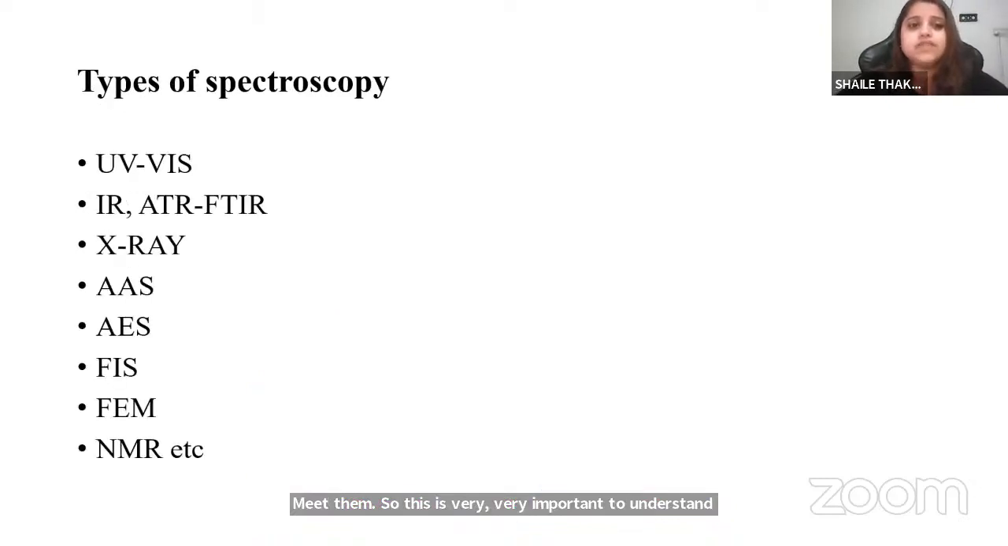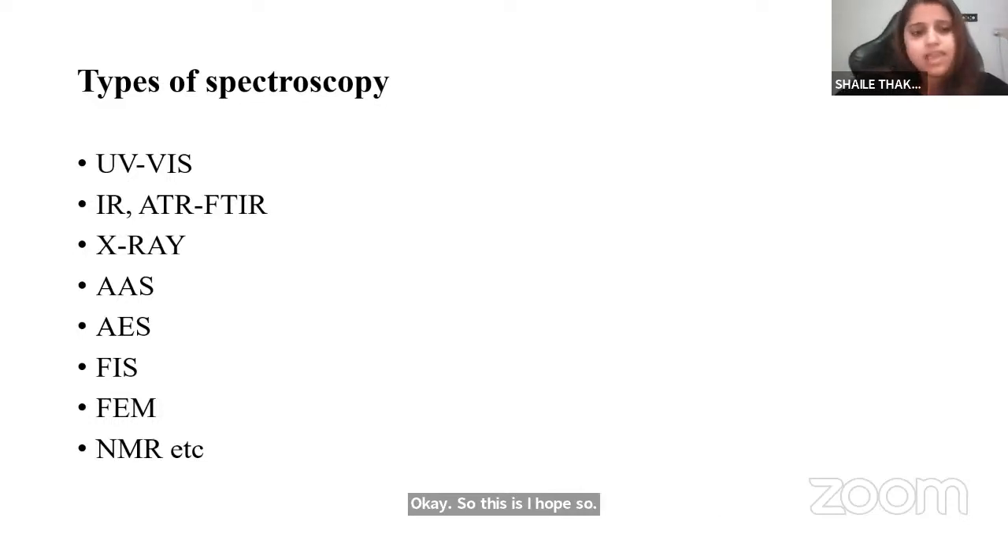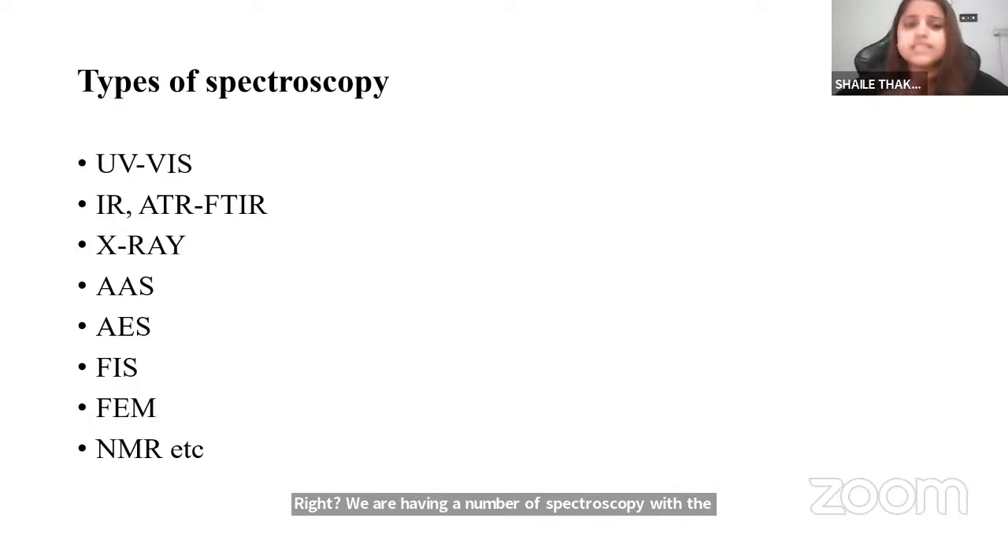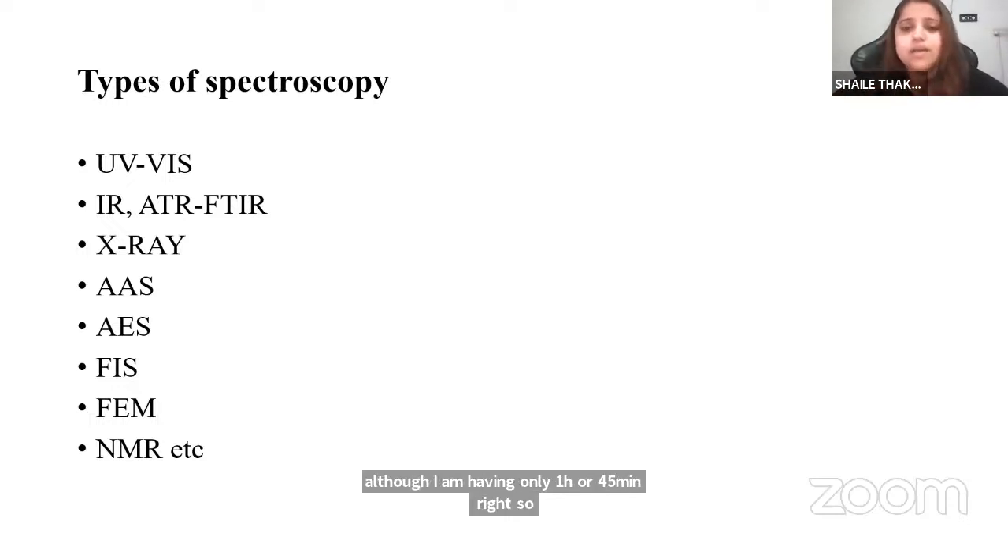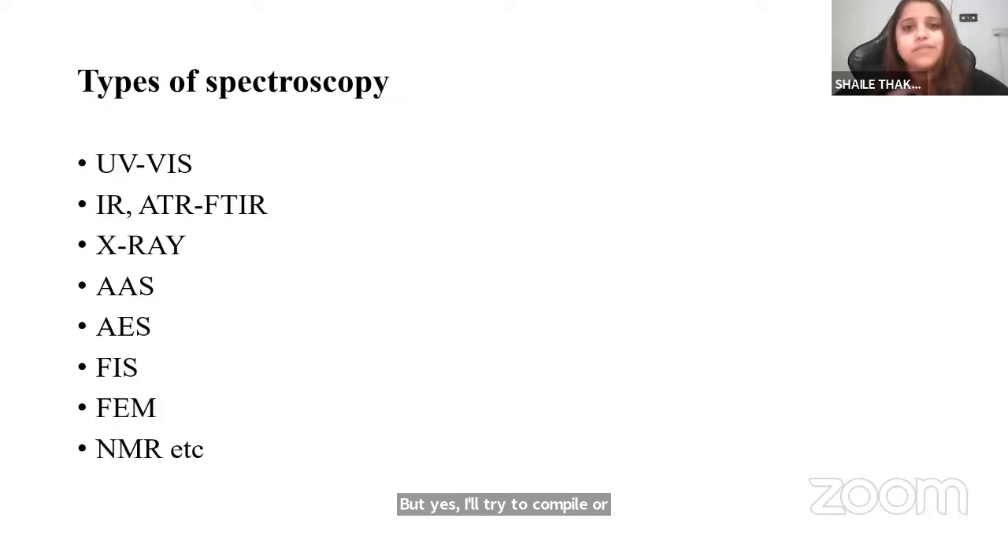Okay. So these are our types of spectroscopy. I have already discussed UV visible, IR, ATR, FTIR, X-ray, AAS, AES, FIS, FEM, NMR, right? So we are having an ample number of spectroscopy with lots of advancement. We will discuss the advancements, and also a few types of spectroscopy, although I am having only 1 hour or 45 minutes, right? Within 45 minutes or 1 hour, I need to compile all of the topics. But yes, I'll try to cover most of the topics within my prescribed time.